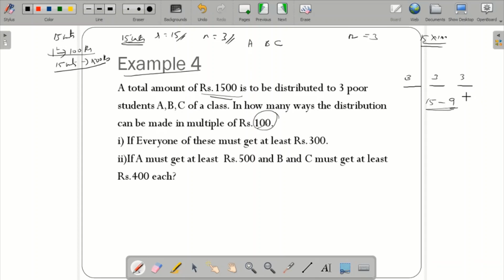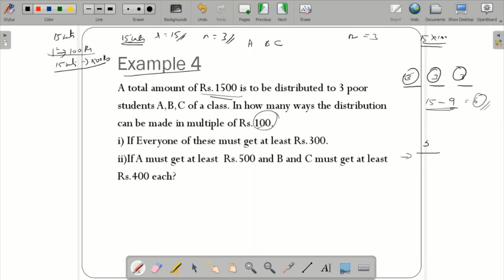15 minus 9 would give you 6, because 15 minus 5, 10 remains, 10 minus 4 is 6. Totally there are 6, and that 6 again should be distributed among these. If every one of these must get at least 300, what does that mean? Minimum 3 units should be distributed among these 2 students. That is regarding the first question. And here, if A must get at least rupees 500 and B and C must get at least 400 each, what does that mean?